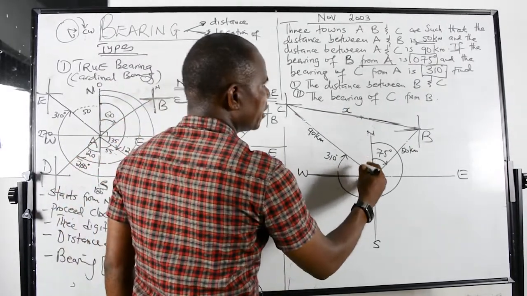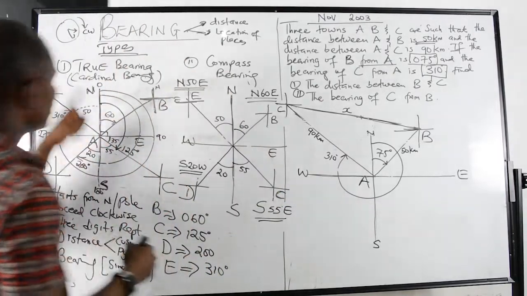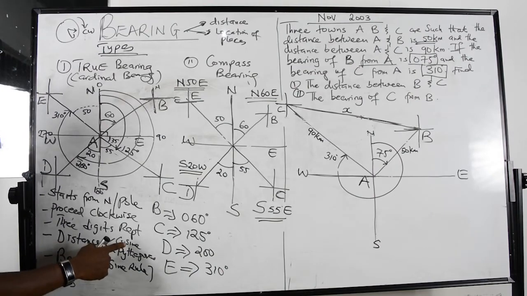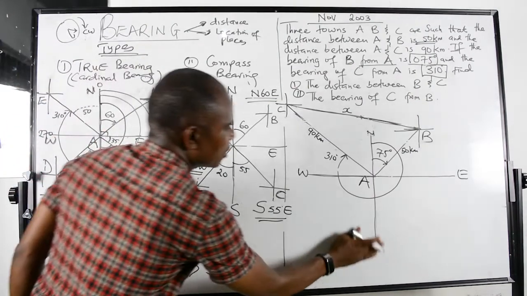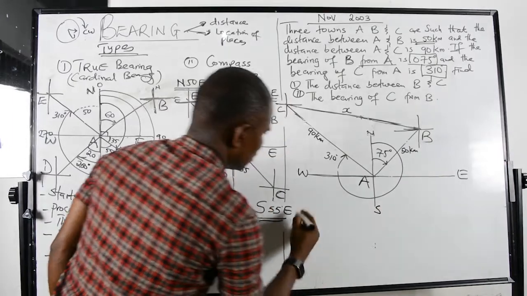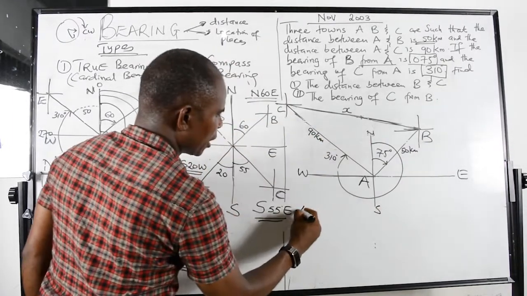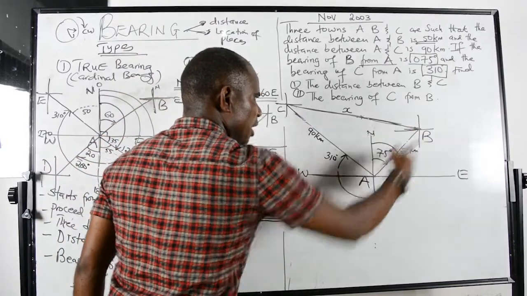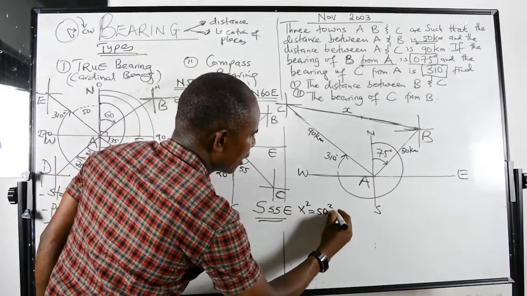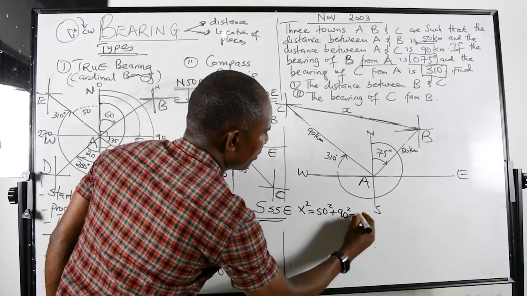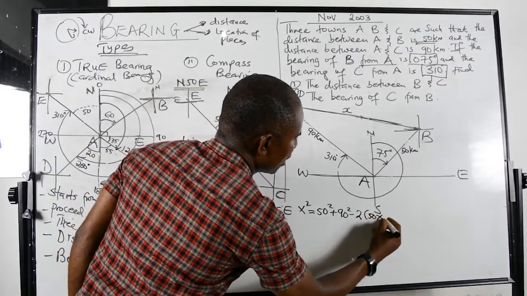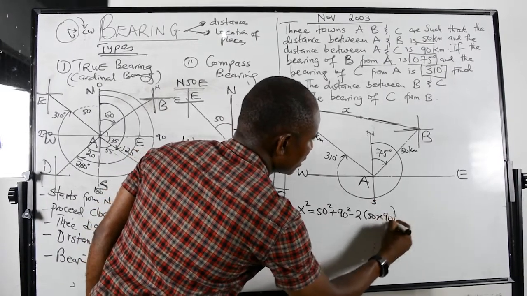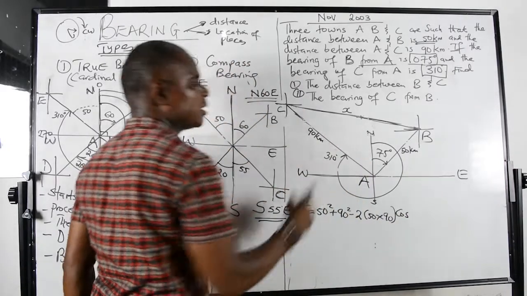Now I need to find, when we are doing cosine, we said cosine is used to find the distance. We are finding the distance, so we are coming to use the cosine. I remember the cosine formula. This is south. It says X squared is equal to this side squared plus this side squared. So I can find 50 squared plus 90 squared minus 2 times 50 times 90, then cos of, now I need this angle in there.